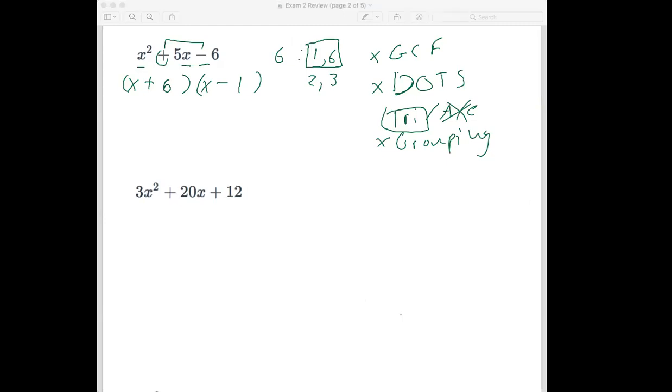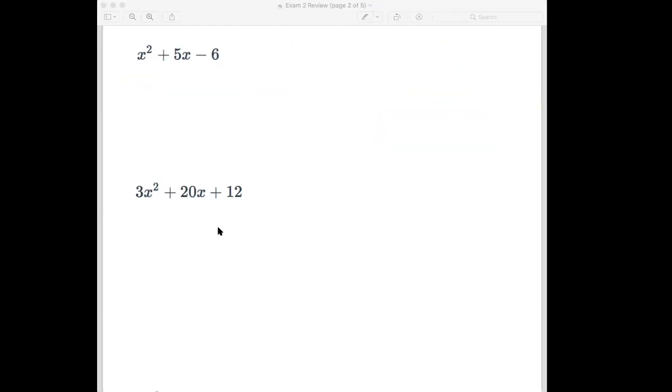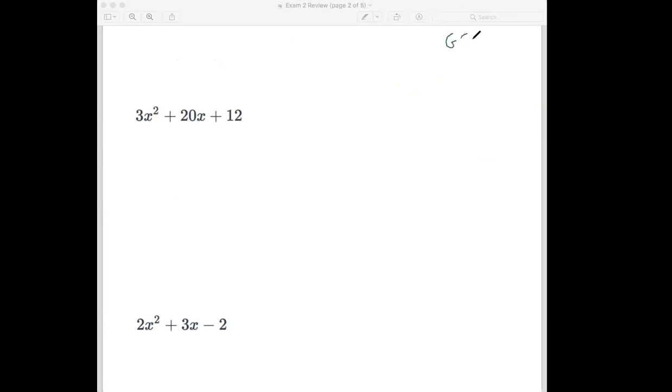Okay, everyone seems to be with that pretty well, so we're going to move on to this one. Again, in the beginning of the test, right when it starts, I suggest that you guys write this out, right? GCF, dots, trinomial / AC and grouping.